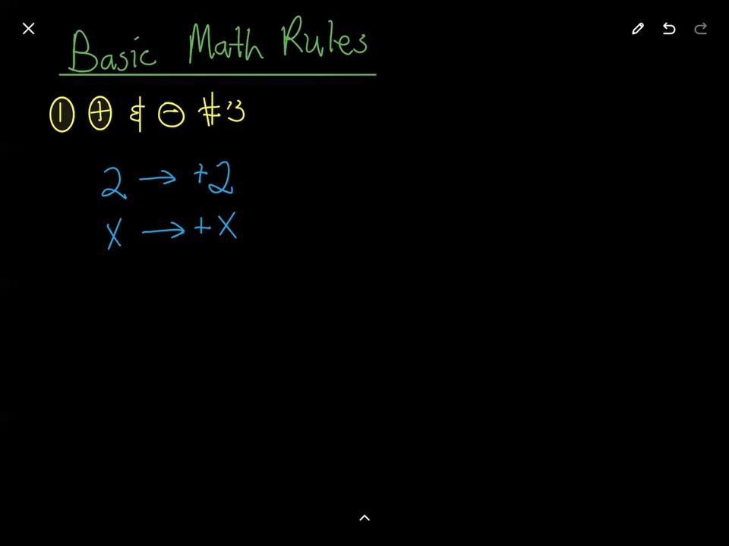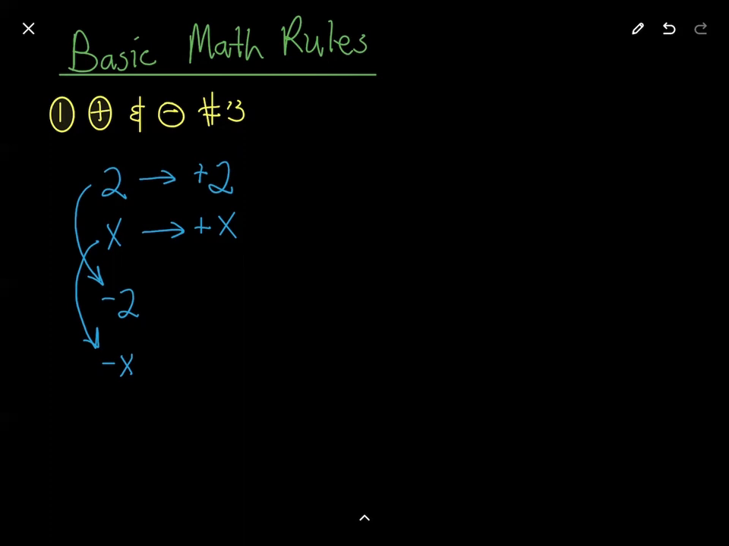Negative numbers, of course, are written with a negative sign in front of them. So instead of a 2, a negative 2 looks like a minus 2. Same thing with an x, it's a minus x. That's how you can tell the difference. Numbers with no sign are positive. Numbers with a minus sign are negative values.